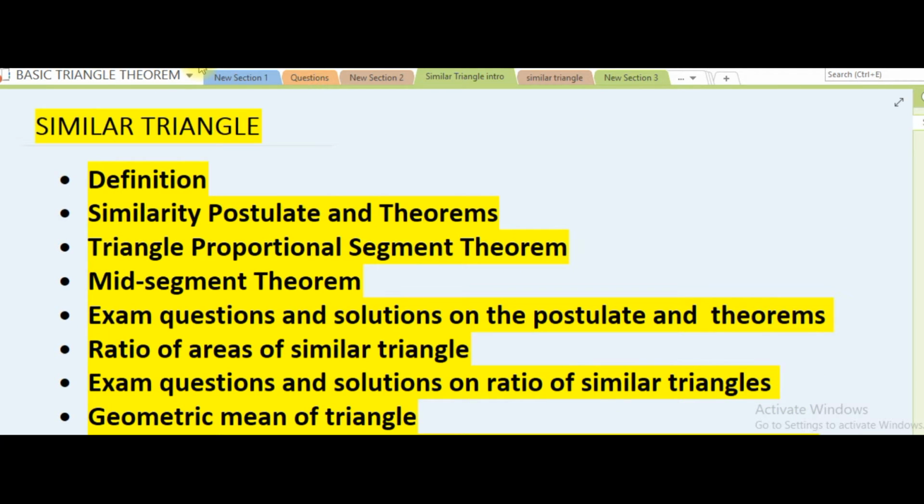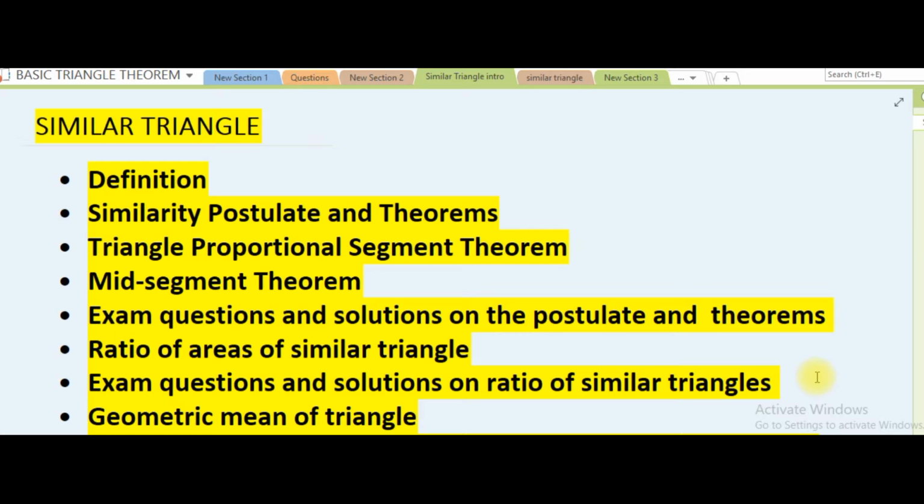Welcome to this special tutorial. Today we'll be looking at similar triangles. It's a very important topic in geometry. Under it, we'll first know the definition. That's how we know two triangles are similar.